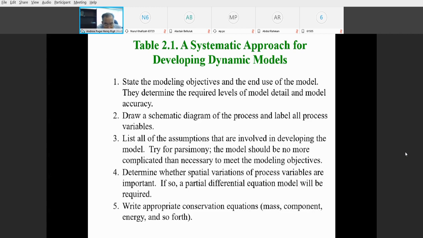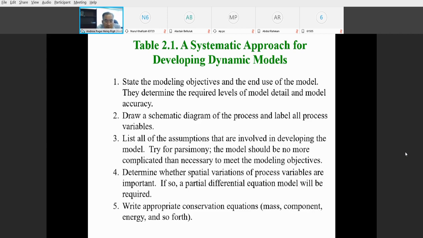So we make it a bit more interesting by looking at a turbine, perhaps a turbine installed in the middle of the water, on the river, and then this data will be transmitted to dry land, if not on an island, probably to the bank of the river. So we need to come up with a schematic diagram of the process and label all process variables. And from there, we need to list all of the assumptions that are involved in developing the model.